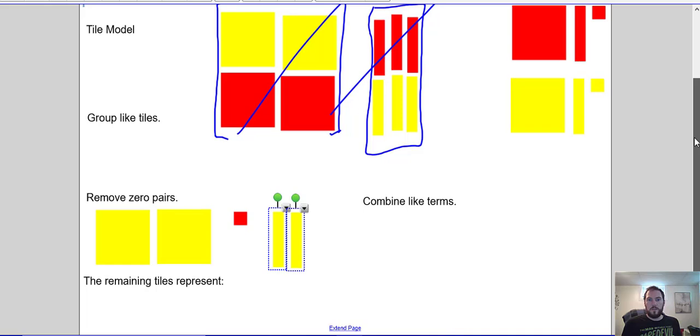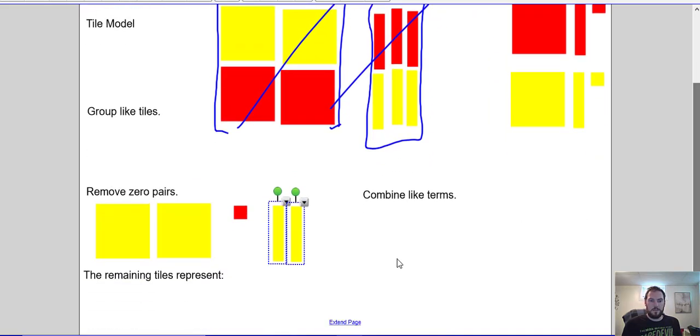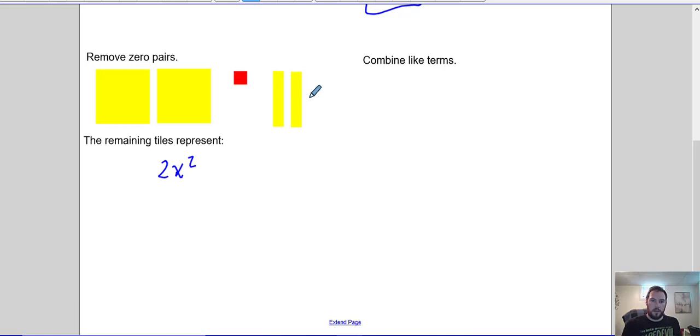So now that I've removed my zero pairs and I've combined any like terms together, we see the tiles remaining leave me with the polynomial 2x squared plus 2x minus 1. And this is where we switch them around. I know they were given to us in this order, but again, from the last video, we know that polynomials like to be written with the highest power of x first, and then working our way down. So really, our 2x squared should come first, and then our negative 1 should come at the end.